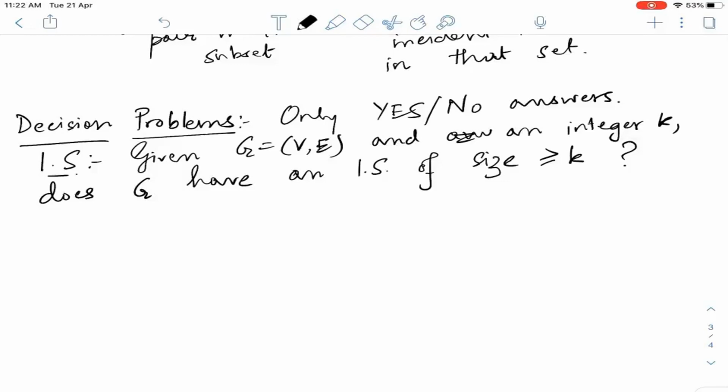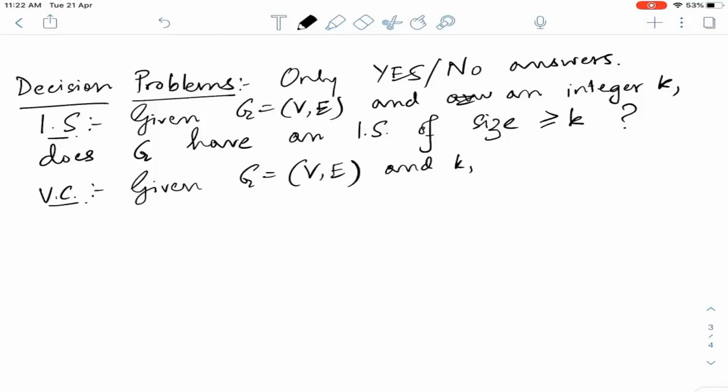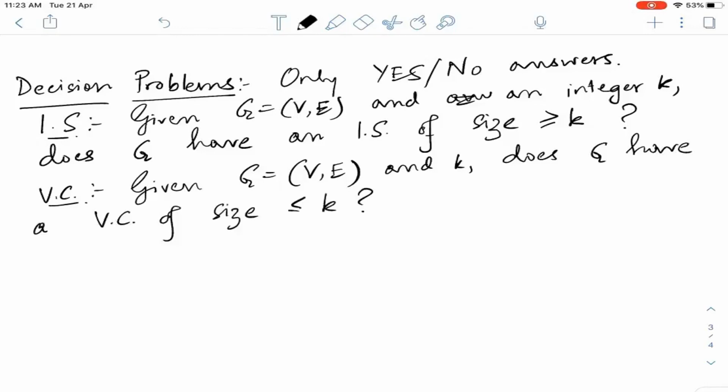So that's the decision version. Similarly for vertex cover, the decision version would be: given G equals (V, E) and K, does G have a vertex cover of size at most K? That's the decision version of vertex cover. Again, if you can solve this in polynomial time, you can do a binary search and solve the real vertex cover problem.